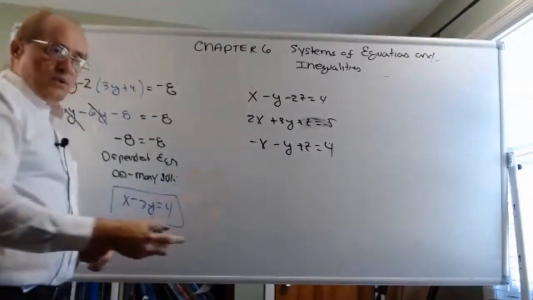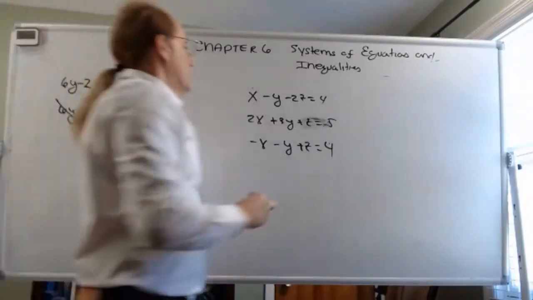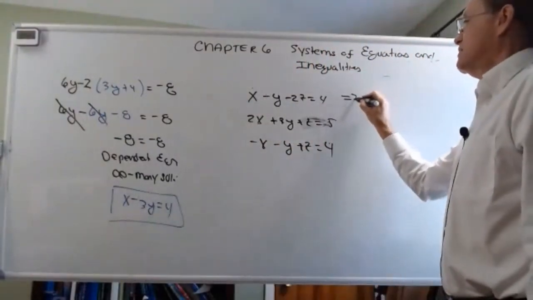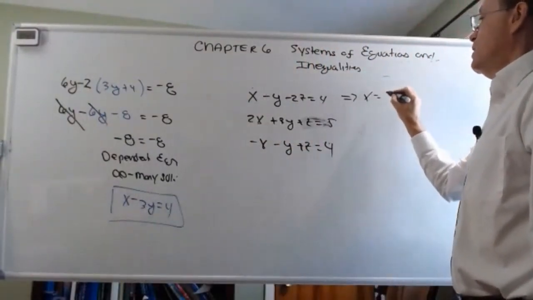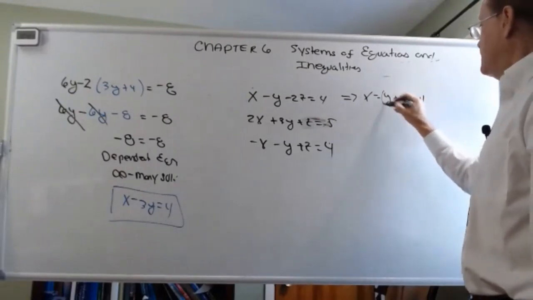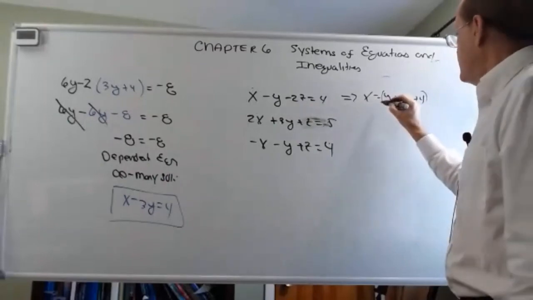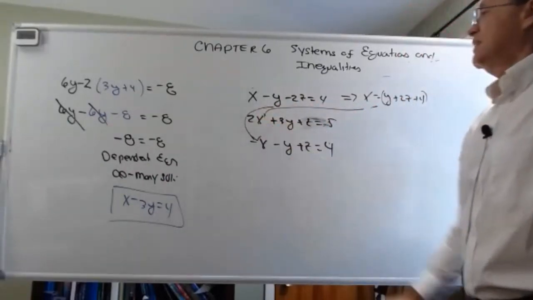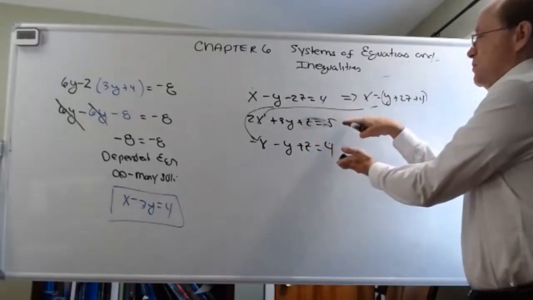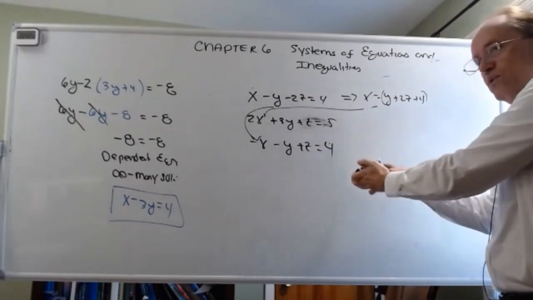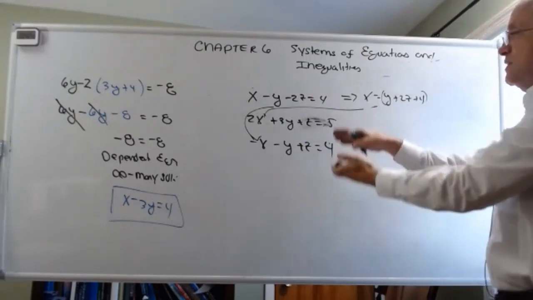This system has 3 equations. So what could you do? Well, what I could do is solve the first equation for x. x is equal to y plus 2z plus 4, and substitute that into these other 2 equations. Then I'm going to have 2 equations that are just going to be y's and z's. Solve one of those for y or z and substitute into the other one.